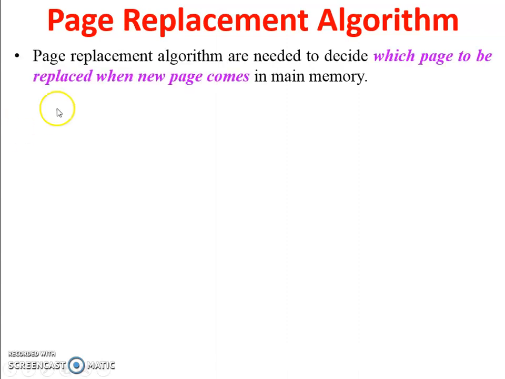First of all, why do we need to use a page replacement algorithm? Page replacement algorithms are needed to decide which page is to be replaced when a new page comes into main memory. For example, if a page is required by the processor during the execution of a program but the page is not available, at that time a new page comes from secondary memory to main memory. At that time main memory is full. So how can we replace an old page with a new page? It is decided by the page replacement algorithm.